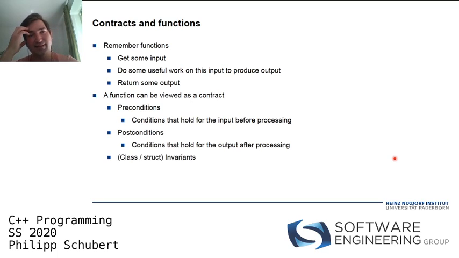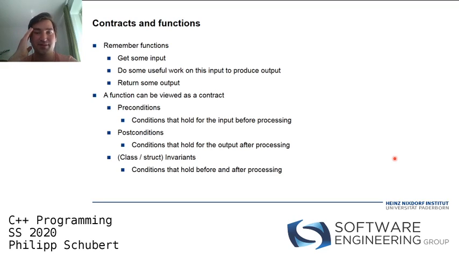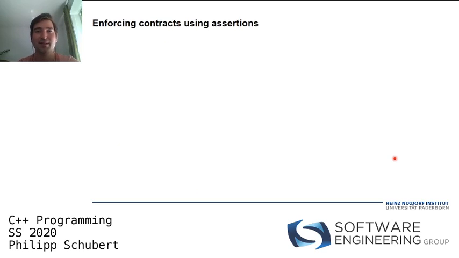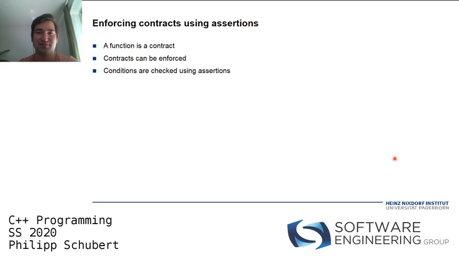And for classes and struct types, you can also have invariants, which are just some conditions that hold before and after the processing. And you can enforce that and really narrow it down by using dynamic assertions. We will have an example on the next slides. Again, if the conditions are violated, especially preconditions, really the application of a function doesn't make too much sense. Yeah, and those contracts can be enforced. So I already told you that.